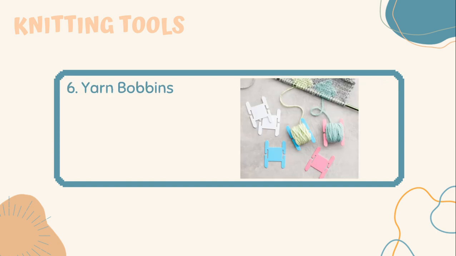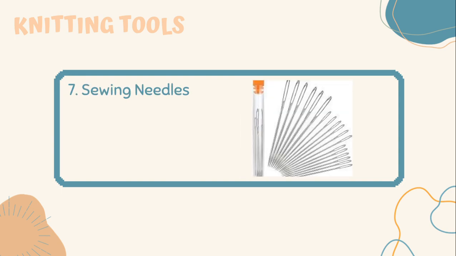Yarn bobbins. Yarn bobbins are made of plastic and come in several shapes and sizes. They hold small amounts of colored yarn. Sewing needles. Sewing needles are helpful for weaving in the ends of your knitting project and for sewing together pieces of a garment, such as putting the arms on a sweater. You can find needles suitable for working with your yarn in plastic and metal.